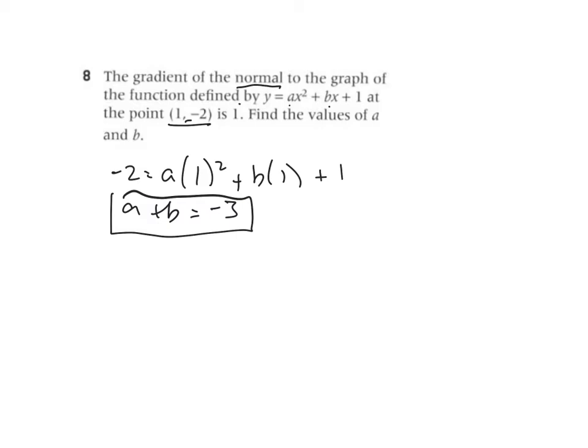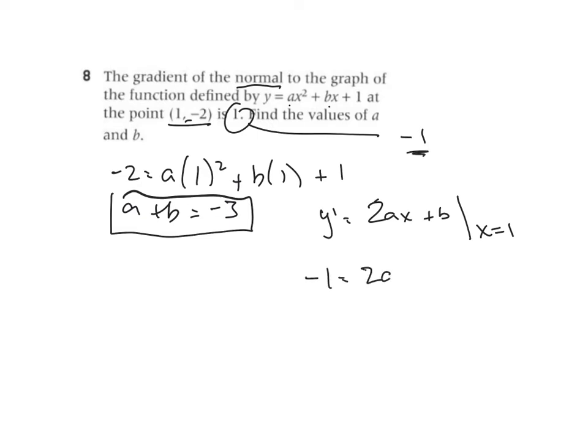So if the gradient of the normal is 1, that means the tangent gradient is -1. And so I'm going to find the derivative of this function. So I get 2ax plus b. And I know that when x equals 1, y prime equals -1. So -1 is equal to 2a times 1 plus b.